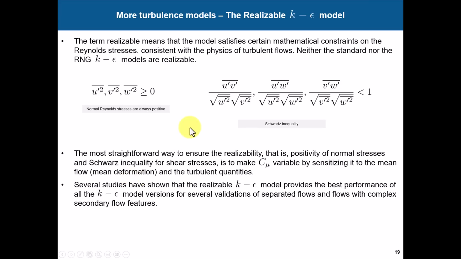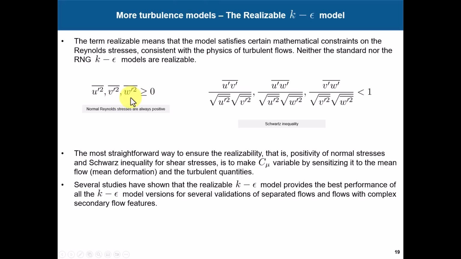So basically what is happening here is that it will enforce this condition. We know by definition the normal Reynolds stresses have to be positive. It's the square, so there is no way that they are negative. So basically what they are doing is enforcing this. And they can become negative, but due to modeling.